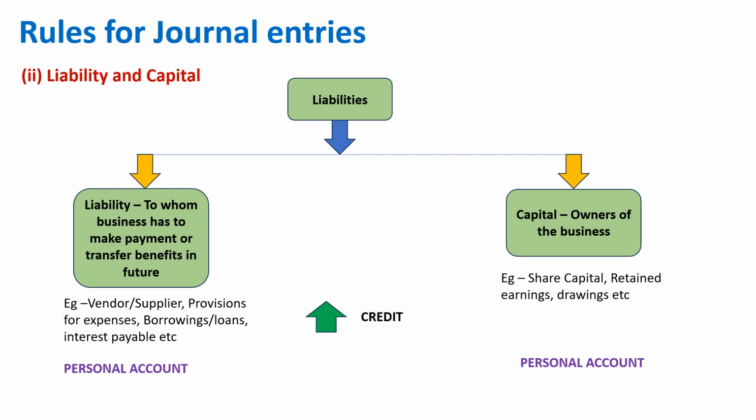Now, what is the rule here? Debit and credit rule: if there is an increase in liability for the business, then it is credit. If there is a decrease in liability, it is debit.